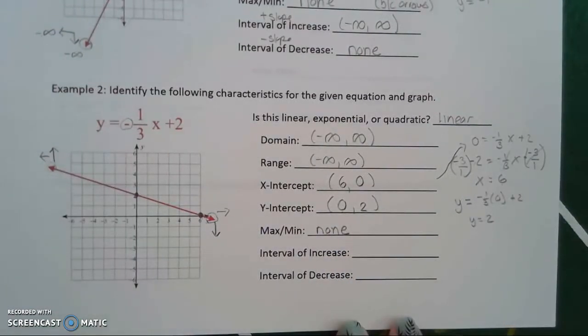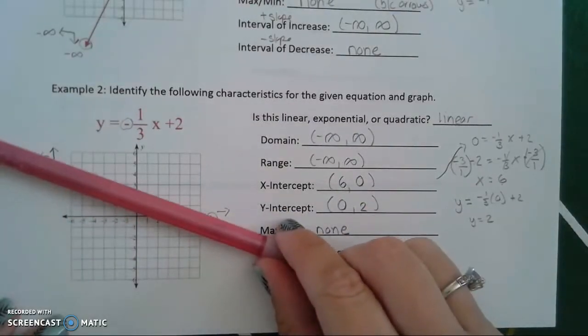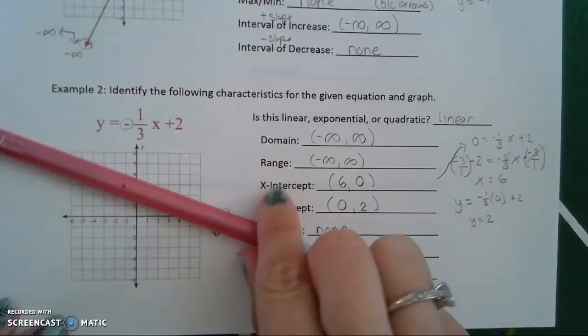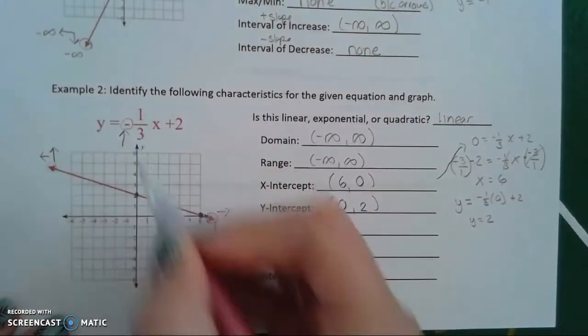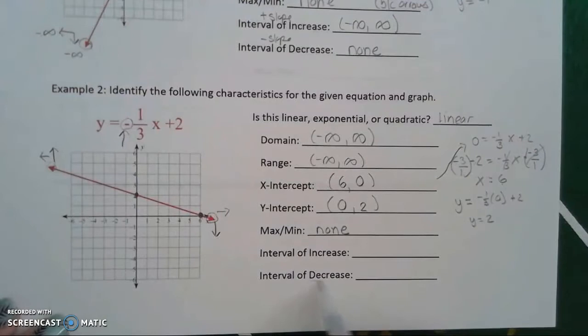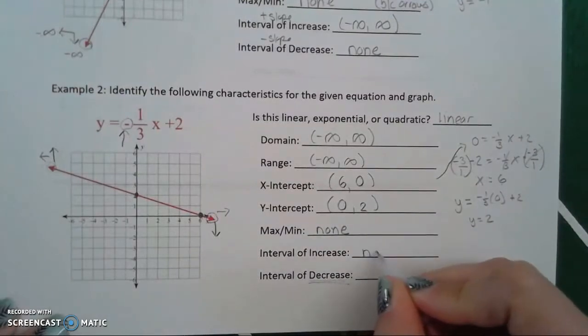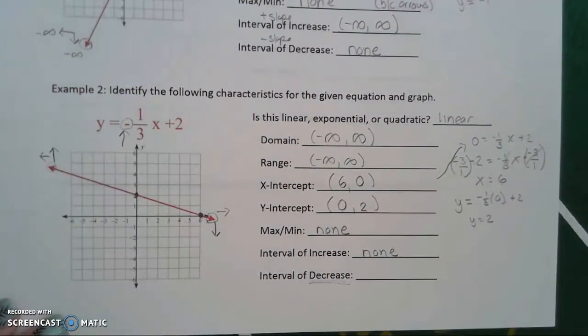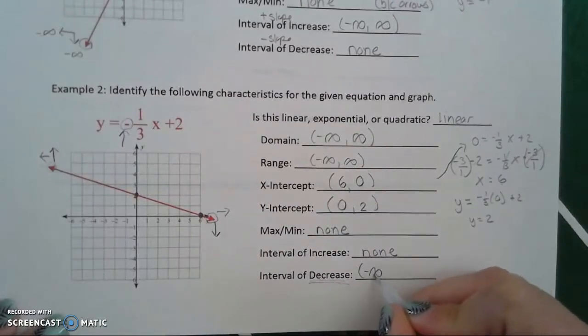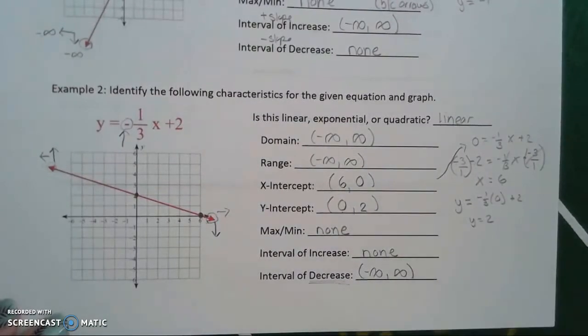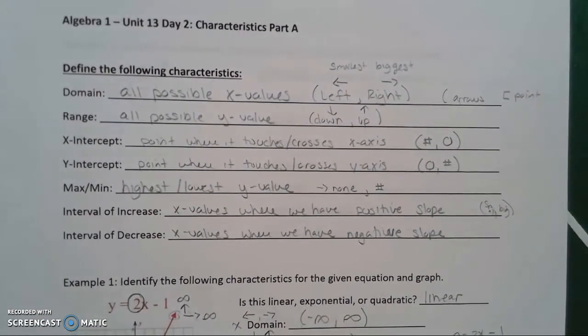And then my intervals of increase and intervals of decrease, well, this is a straight line, so it's either all going to be increasing or all going to be decreasing. Well, look at it. What kind of slope is it? It's a negative slope. I knew that from this as well. It was a negative slope, so that means this whole thing is decreasing. So there is none for the interval of increase, and the whole function, every single x from negative infinity to positive infinity, is going to be decreasing. Okay? Now, let's move on to the next page.